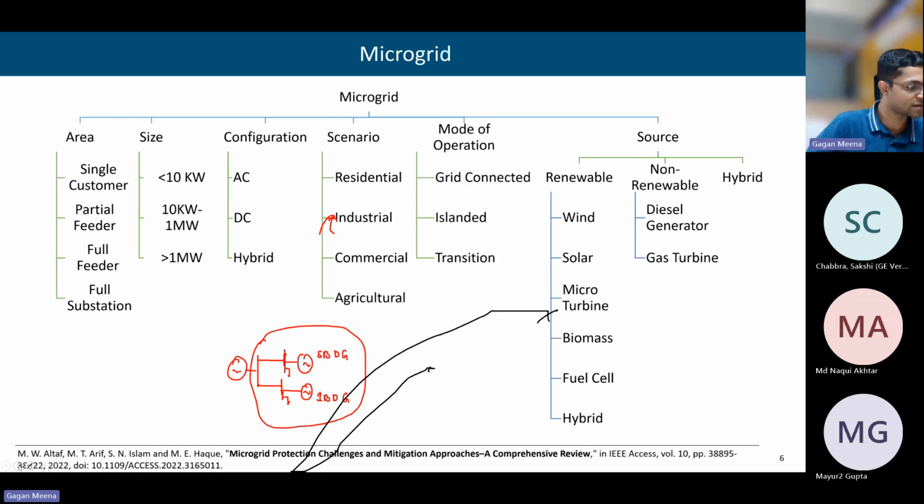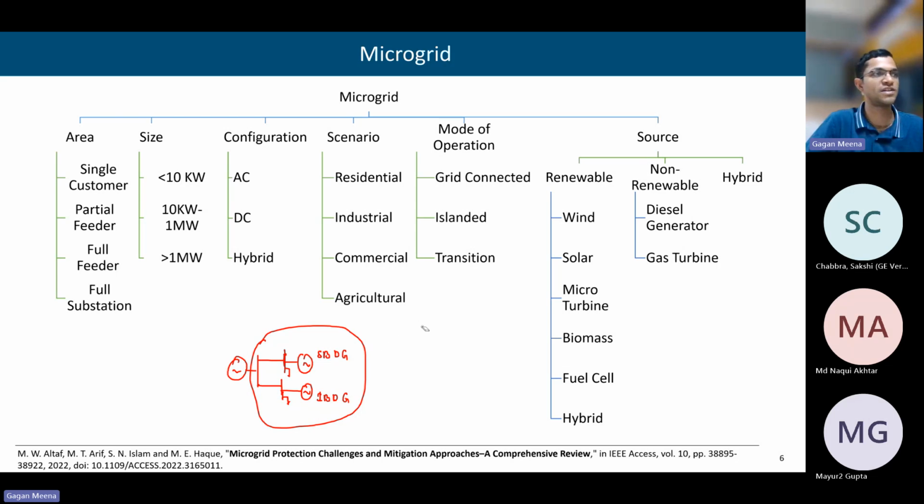Some of you said it's hybrid. So that is correct, because if nothing is mentioned about SPDG, it can be a renewable resource, and it can be non-renewable also. It can be a diesel generator, gas turbine, or even a micro turbine. So it can be both renewable and non-renewable. So it's a hybrid, because we have one inverter based, which is renewable, and this can be renewable or non-renewable. So it's hybrid.